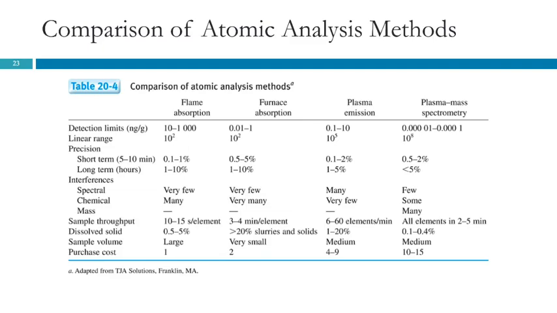So that's a problem. Sample throughput, giving you the amount of time for each element. And that's, of course, going to vary. Dissolved solid, sample volume, and purchase cost. Purchase cost, not sure what those numbers mean, right? Maybe just if we're comparing it relative to the flame absorption, this is maybe 10 to 15 times as much. That would be my guess for interpreting that number.